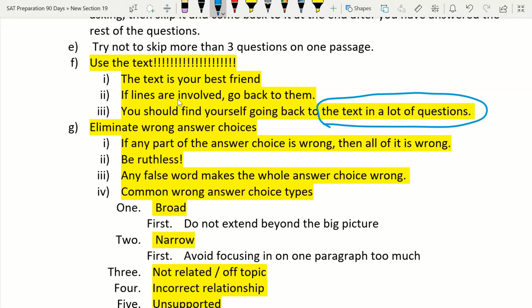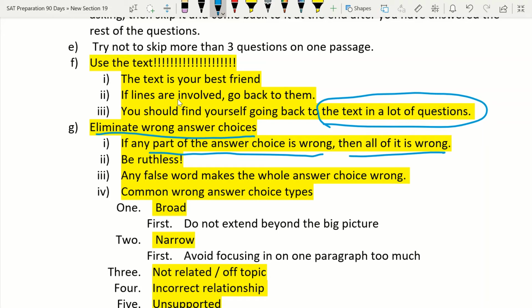You're going to want to also eliminate wrong answer choices. So, wrong answer choices on the SAT reading section: what do they look like? How can we identify them? Pretty much what kind of things do we want to look for here? So, let's talk about this. First thing, if any part of an answer choice is wrong, then all of it is wrong. If one word in an answer choice is incorrect, the whole answer choice is wrong.